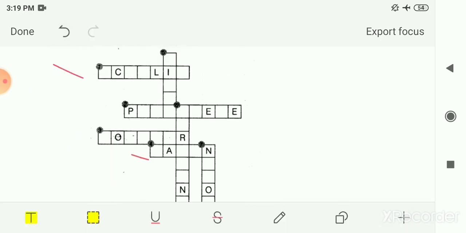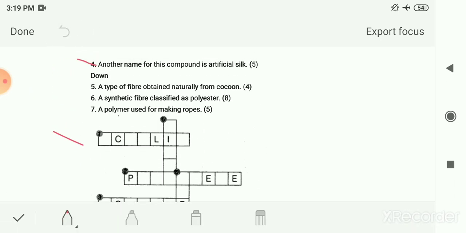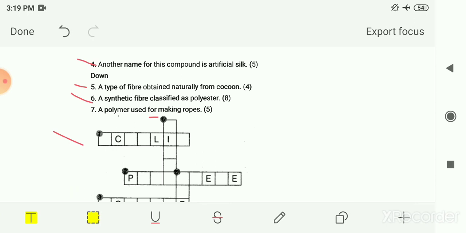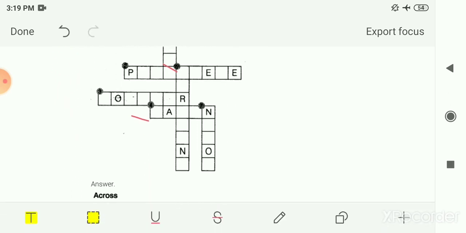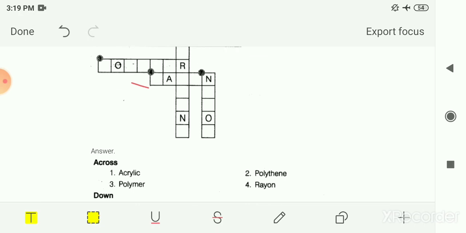Next, now in down, let me see the first number: a type of fiber obtained naturally from cocoon. The answer is silk, that you have to write over here, fifth number. Next is a synthetic fiber classified as polyester. So it is terylene, and it will come over here. Next is a polymer used for making ropes. Nylon is used for making ropes. So here you have to write nylon.